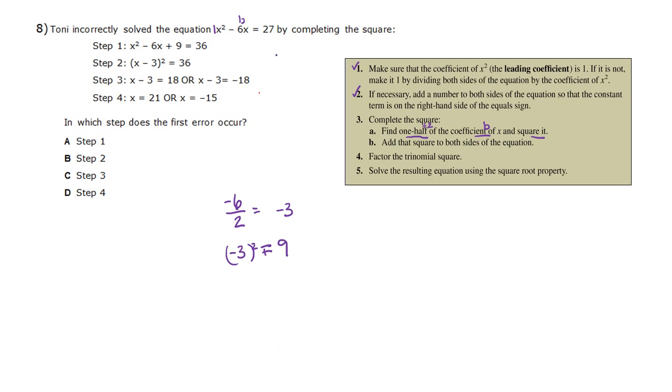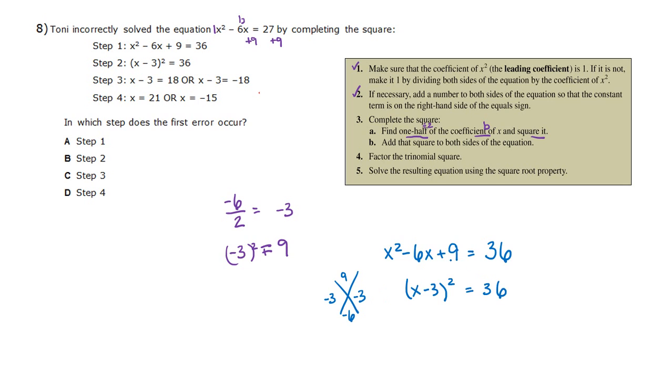So we're going to add 9 to both sides of the equation, which means we're going to have this. We're going to have x squared minus 6x plus 9 is equal to whatever 27 plus 9 is. 27 plus 9 is 36. Now right here, this trinomial is a perfect square trinomial, and the two numbers that multiply to be positive 9 and add together to be -6 is -3 and -3. So we can make it look like this.